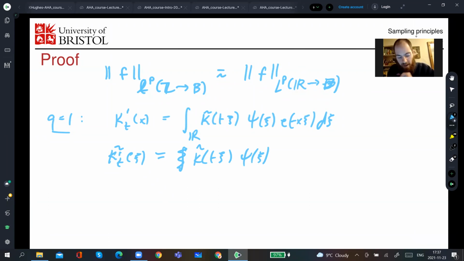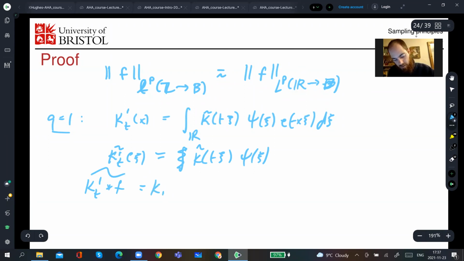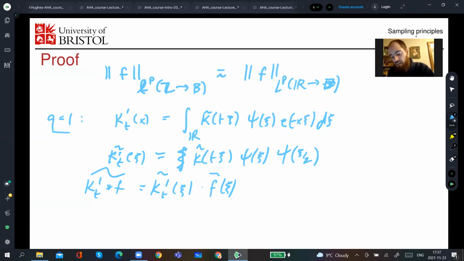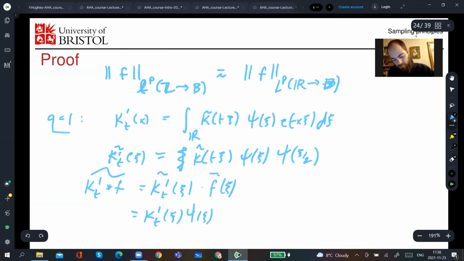And so if I look at this convolved with my function, well, then the Fourier transform is just K_t1 of xi times f hat of xi. And we can squeeze in some other function. This is also equal to this times psi of xi over 2, because this will be 1 when you need it to be and 0 otherwise. And so I can just throw that on as K_t1 of xi, psi of xi, and then times psi of xi over 2, Fourier transform.